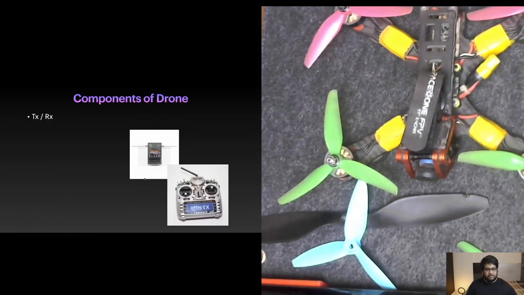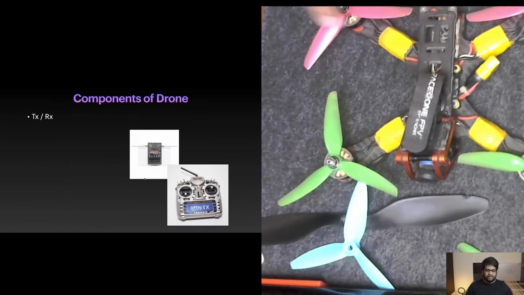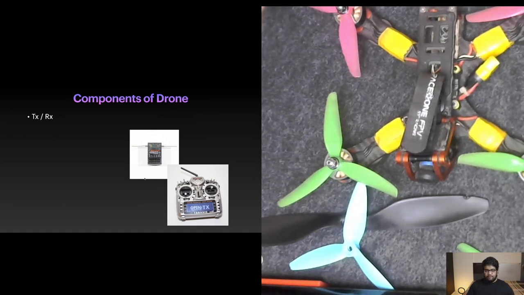The receiver goes inside the drone, and the transmitter stays with the pilot, in the pilot's hand. So that's how you control the drone. You give commands to the drone. In the case of autonomous drones, where you don't pilot the drone yourself, you need a computer, and you also need a receiver to send data to the drone, such as GPS or altitude data, whatever.